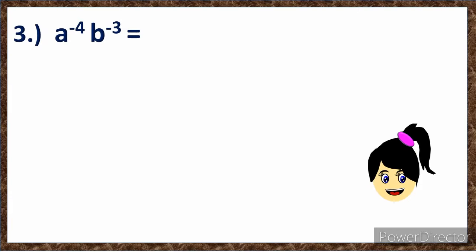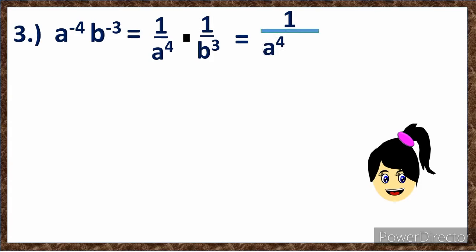Next, number 3, a raised to negative 4, b raised to negative 3. Then, it is equal to the negative exponent, 1 over a raised to 4, times b raised to negative 3, which is 1 over b cubed. And then, we multiply. 1 times 1 equals 1. And a raised to 4 times b cubed is equal to a raised to 4 b cubed. So, that is the answer for a raised to negative 4, b raised to negative 3.